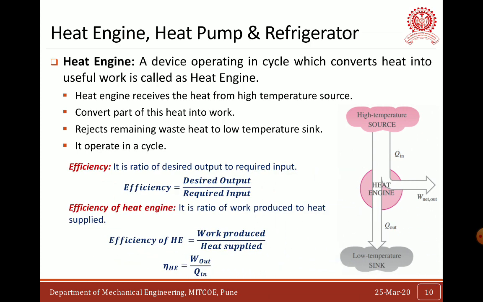In applied thermodynamics, we have studied external combustion engines and internal combustion engines and how they operate on the Otto cycle or diesel cycle. That cycle also we have completed in basic thermodynamics. The efficiency of an engine can be found out by output upon input. So the efficiency of a heat engine is equal to work produced upon heat supplied. Here the output is the work produced and the input is how much heat we are supplying. So efficiency is equal to W out upon Q in, output upon input.